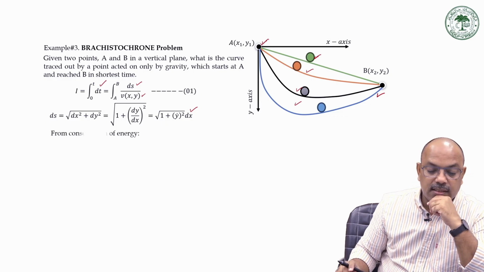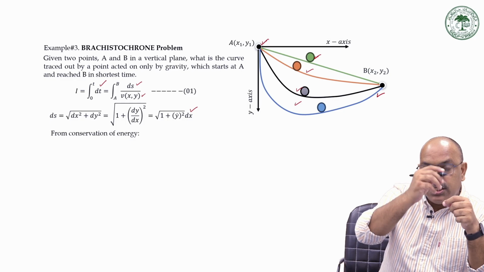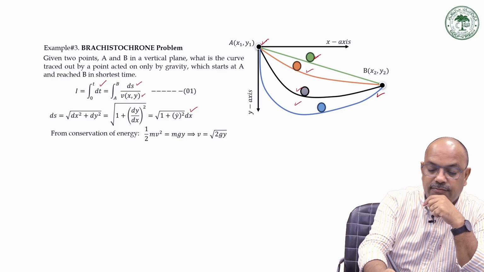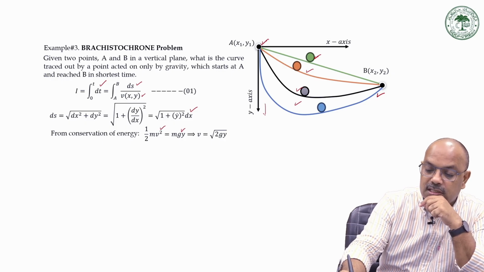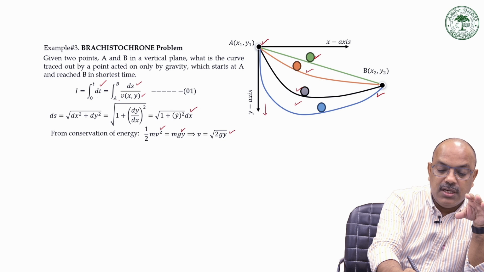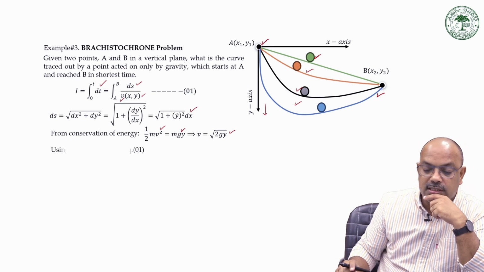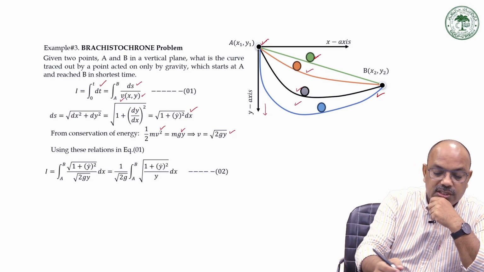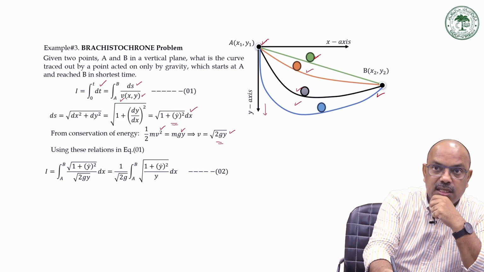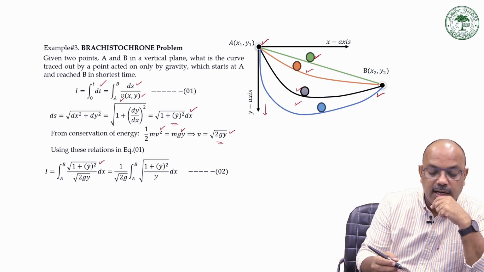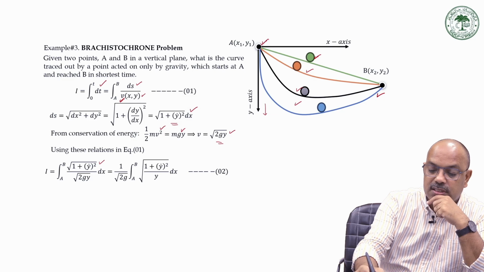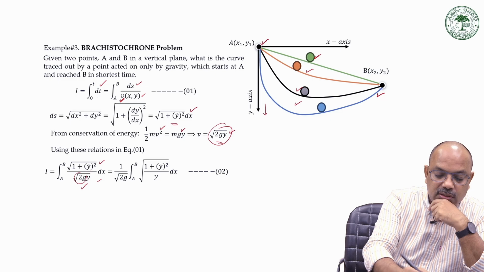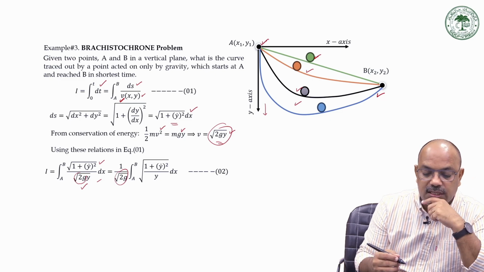Okay, and from the conservation of energy, because it is falling and the potential energy is changing into kinetic energy, I can have half mv square is mgy, because this is y, and from here we need to find v, so this is going to be under root 2gy. So using relation 1, I can put this into my ds, so ds is under root 1 plus y dot square, and in place of v you put under root 2gy, and then dx is there. Okay, because 2g is constant, I can take under root 2g outside of the integral.